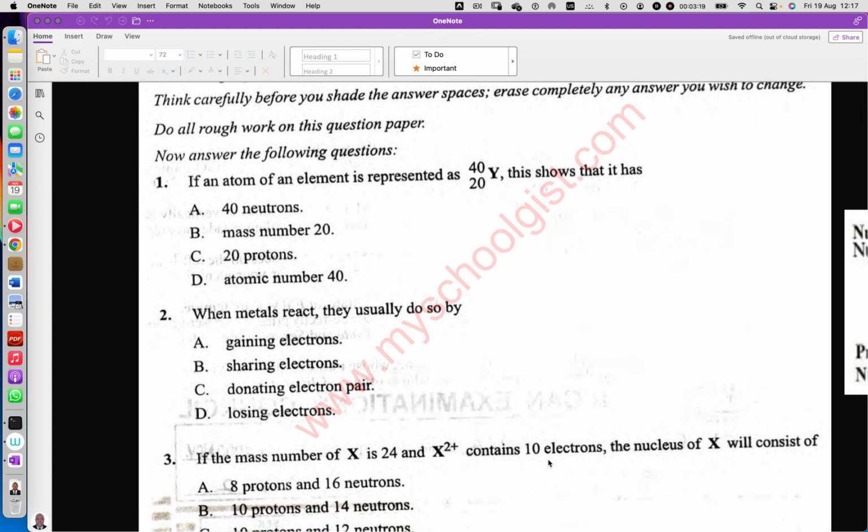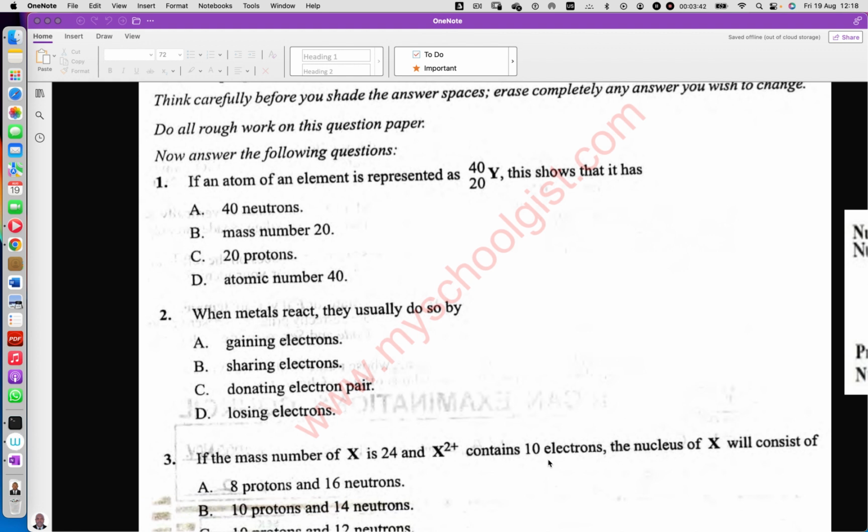Think carefully before you shade the answer spaces. Erase completely any answer you wish to change. Do all rough work on this question paper. Now answer the following question. Question number 1.